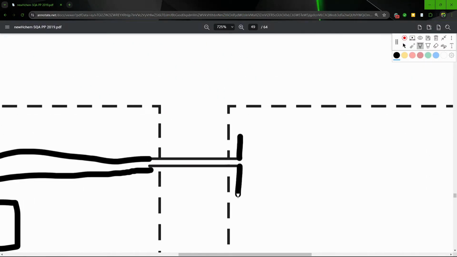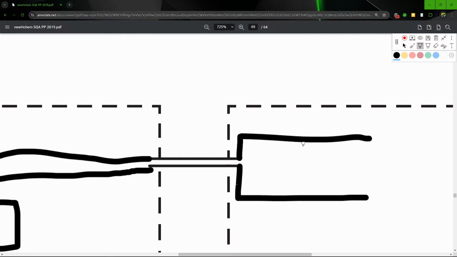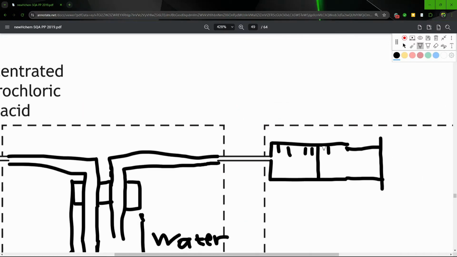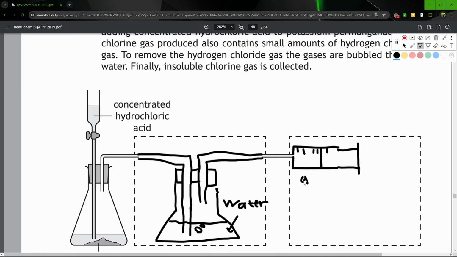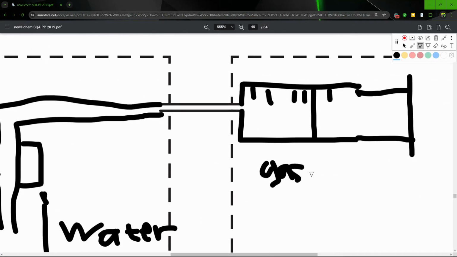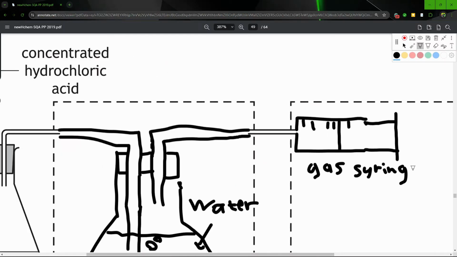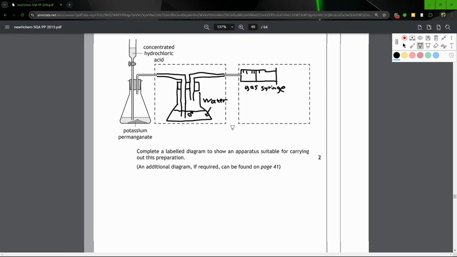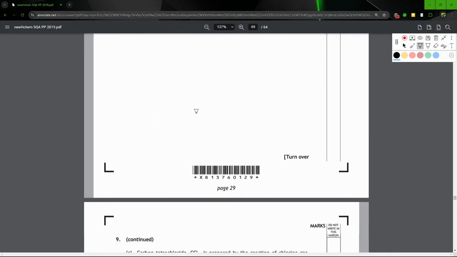And what do we do when we want to collect a gas? We're going to use a gas syringe. Gas syringe, we have to have a label on it for some reason, and there we are. I'm just going to put gas syringe just to be extra sure. And there we are. And then we'll just leave it like that. It should be alright. It's only 2 marks.